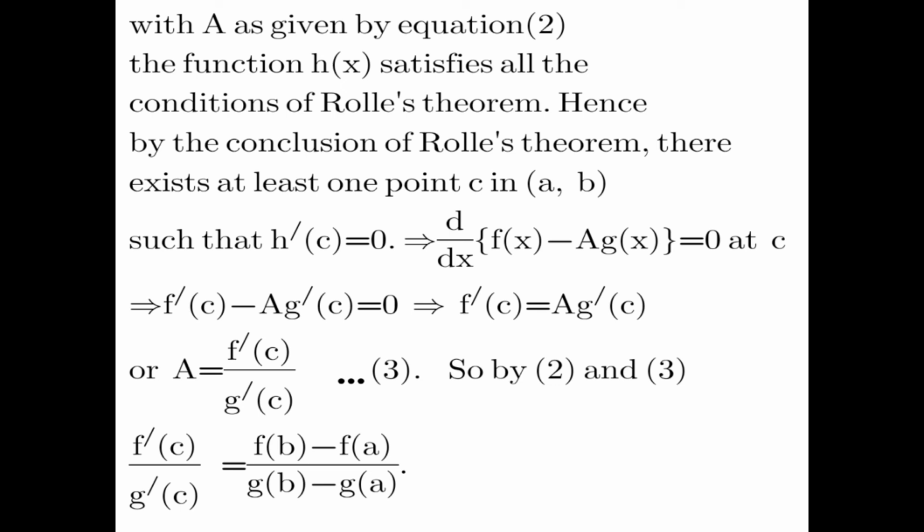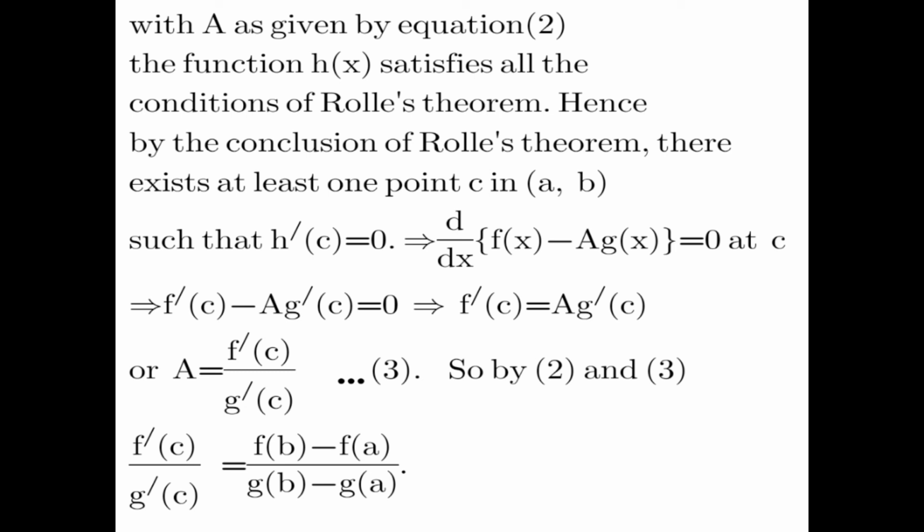Now by comparing 2 and 3, both represent the constant A value. From 3 it is f'(c) / g'(c), and from equation 2 it is (f(b) - f(a)) / (g(b) - g(a)). So we see that f'(c) / g'(c) is equal to (f(b) - f(a)) / (g(b) - g(a)). So this proves the theorem.